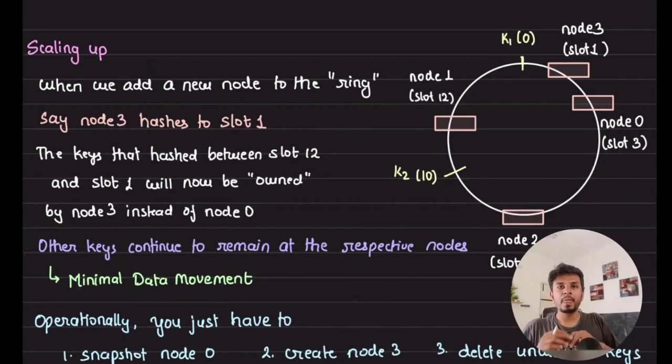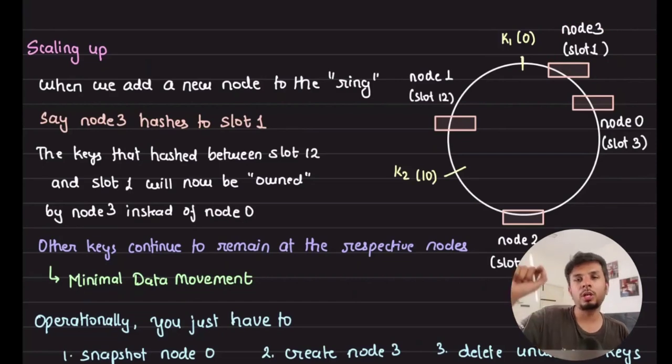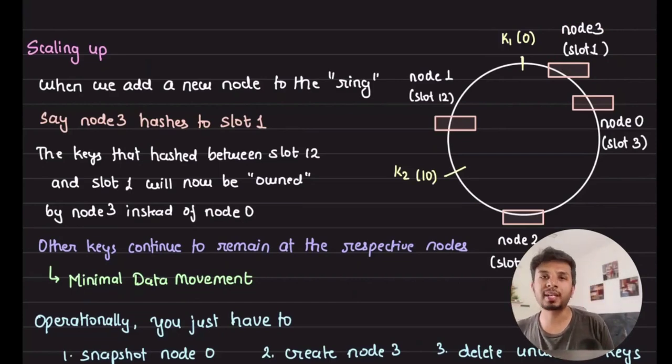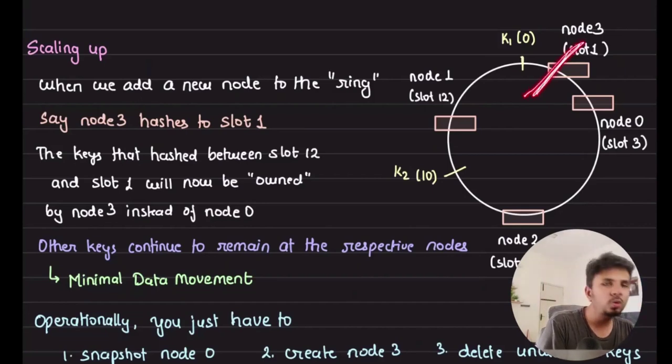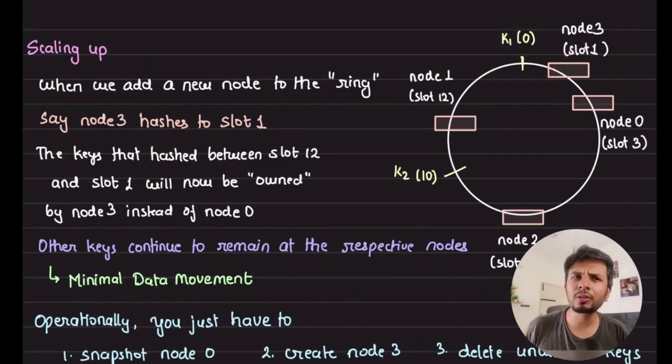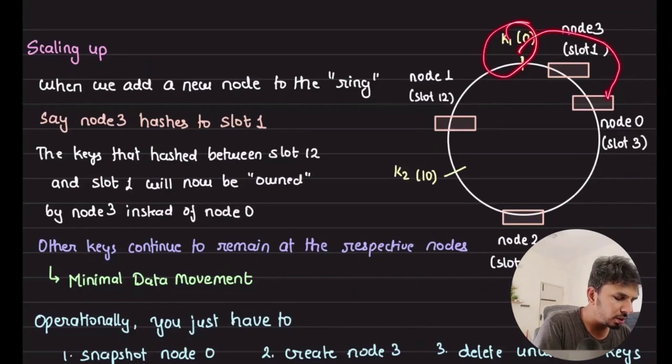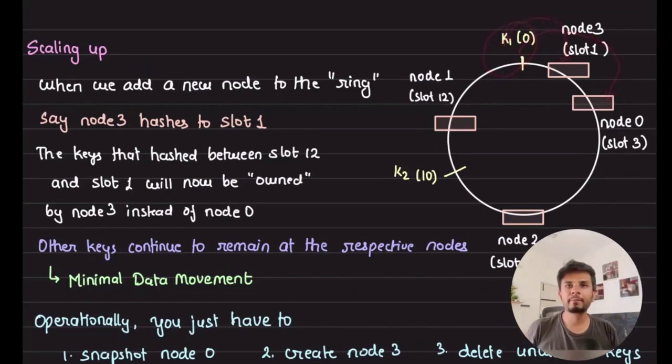Let's say my 3 node cluster is not good enough and I want to add one more node to it. So I had node 0, node 1, and node 2. Now let's say I've added node 3. The first thing I'll do is pass the IP address of the node through the hash function. Let's say it spit out 1. So my node is placed at slot 1 over here. Now if you look carefully, the key K1 that got slotted at 0, which was owned by node 0, will now be owned by node 3.